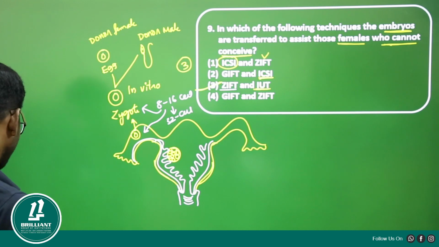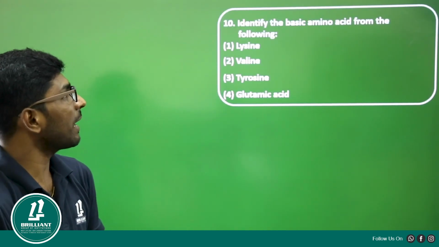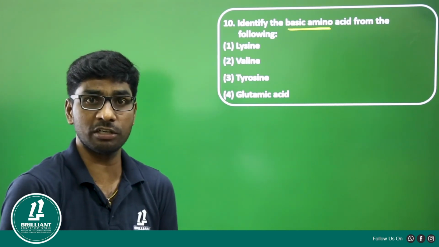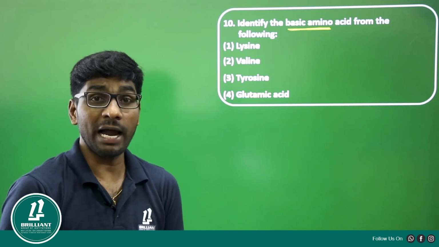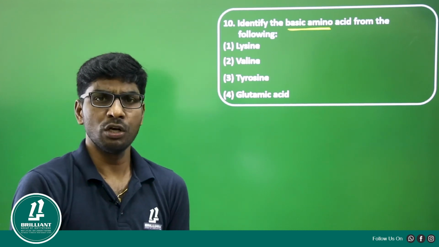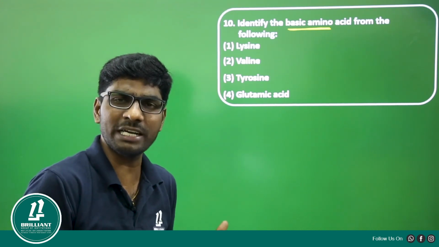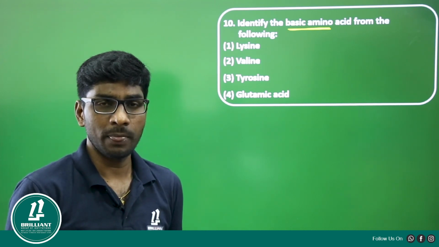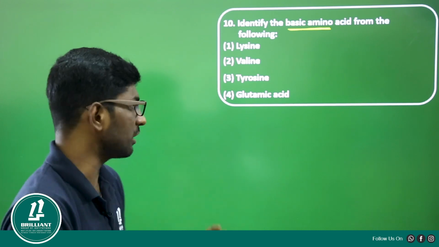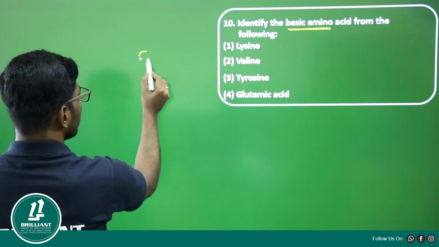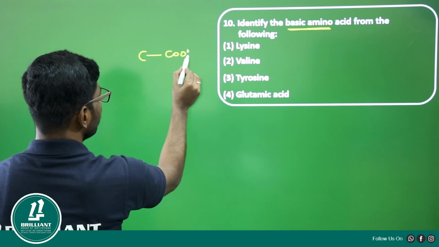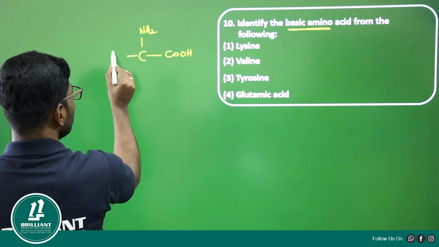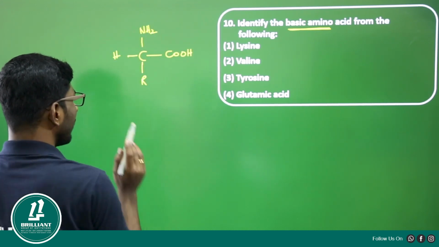Question number 10. Identify the basic amino acid. Simple question from the chapter called Biomolecules, 11th grade, right? Identify the basic amino acid. So how can we identify whether an amino acid is a basic, acidic or neutral amino acid? If you are able to recall, the general formula of amino acid is what? Carbon, 1 carboxyl group, 1 amino group, NH2, 1 hydrogen, and 1 R group.